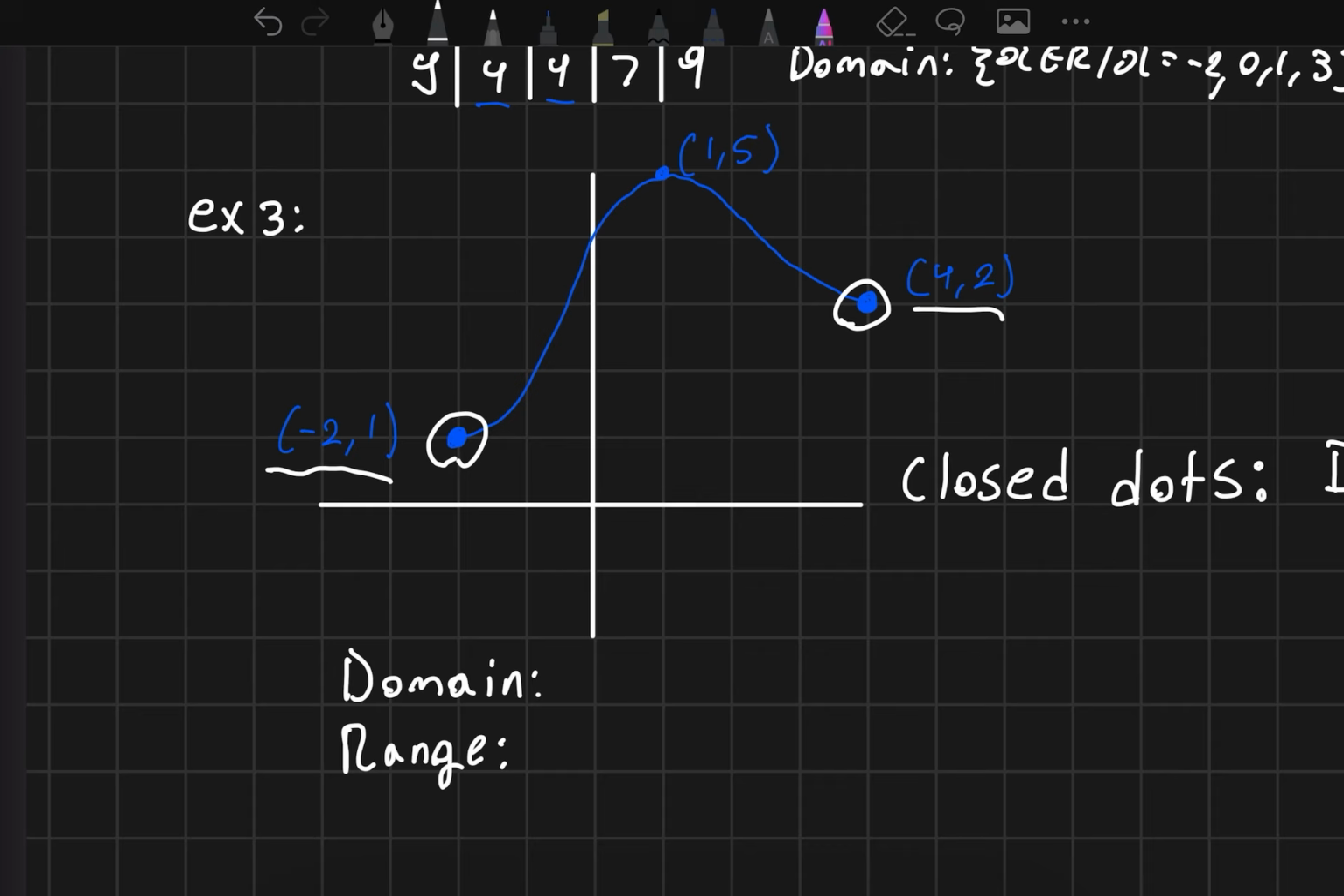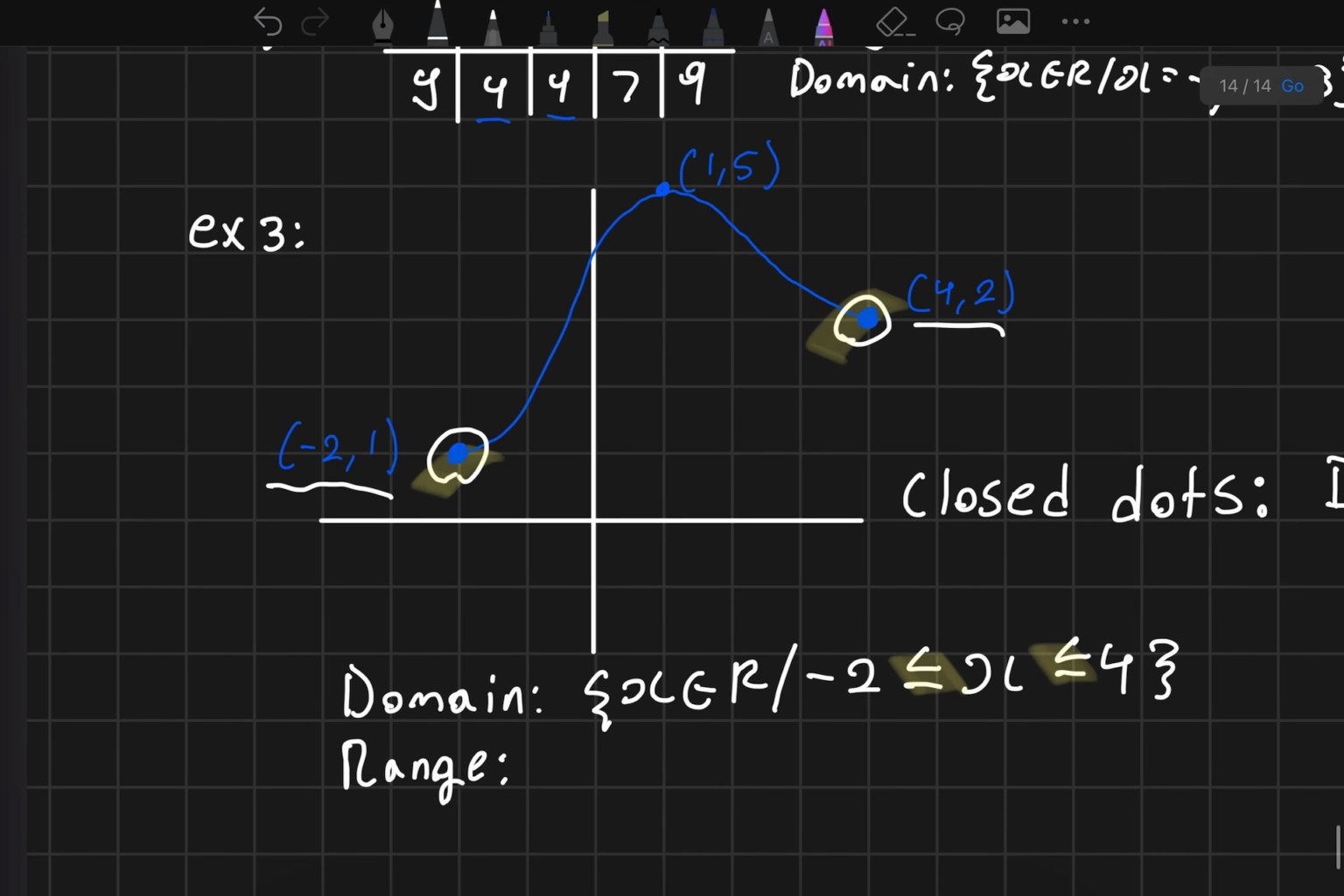So the domain would be x is an element of R, -2 is smaller than or equal to x, and x is smaller than or equal to 4. Now we add the equal to because they are closed dots.